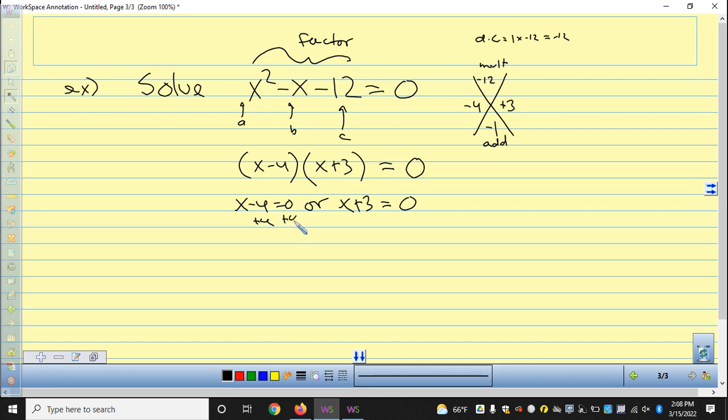Here I add 4, x equals 4, or here I subtract 3, and I get x equals negative 3. So my two answers are x equals 4 or x equals negative 3. Usually when I solve a quadratic equation, I get two solutions.